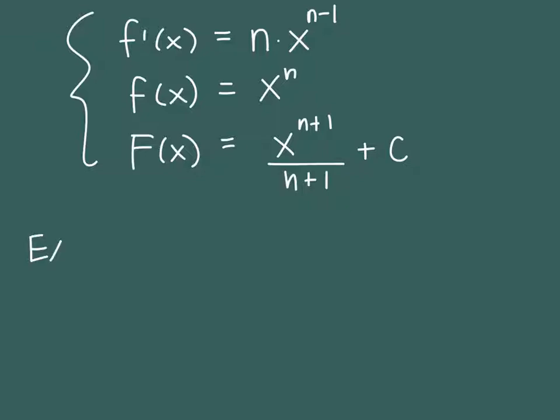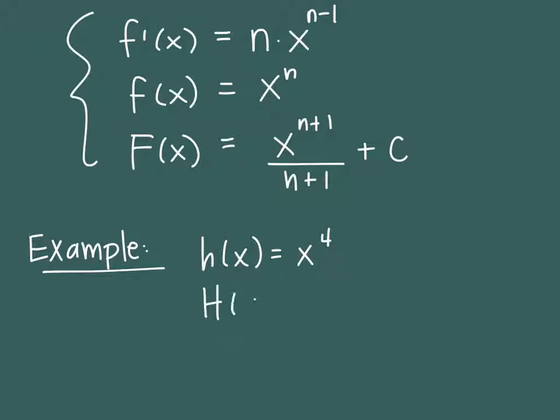So that allows us to do some more complex antiderivatives. So for example, if we have h of x, and that is going to be x to the 4th, well then capital H of x, all right, we're going to increase the power, so x to the 5th, and we're going to divide by that value of the new power. And we're going to add the constant.